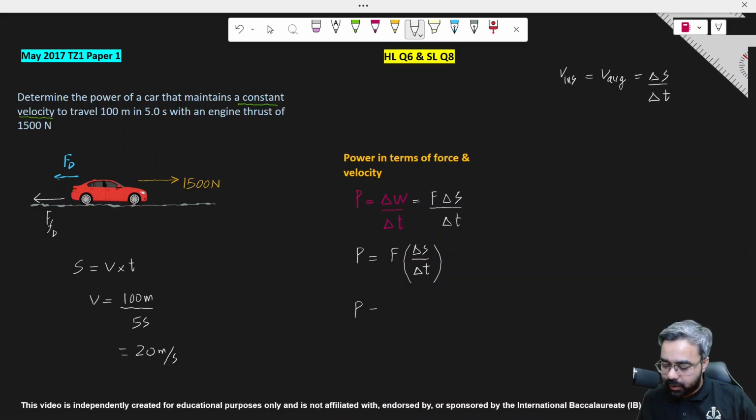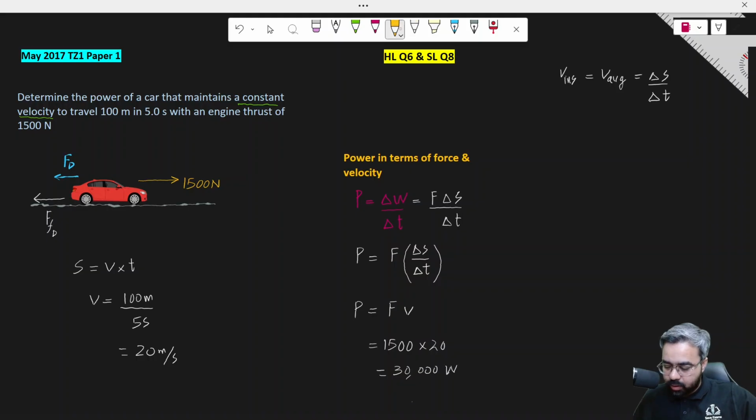So the power is the product of the force and the velocity, and we simply multiply it. 1500 multiplied by 20 will give us 30,000 watts. So we can write this as 30 kilowatts. So that's why the right answer is option D. 30 kilowatts is required to maintain constant velocity of the car.